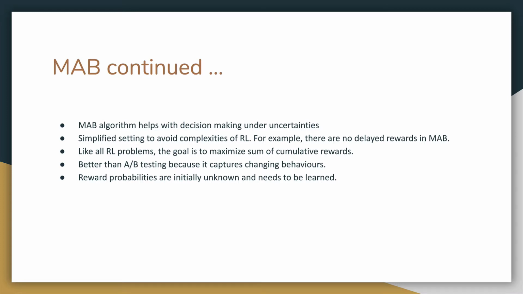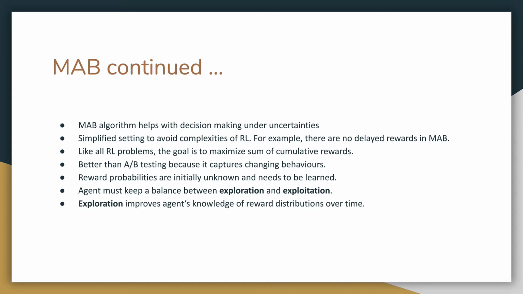And so you need to strike a balance between learning the reward probability distributions and also leveraging the knowledge of the most optimal action to take, so that you take that action more often to maximize your reward. So the agent must keep a balance between exploration and exploitation. And this is a classical dilemma in reinforcement learning. It is called the exploration exploitation dilemma. And it has to do with the agent being able to keep a balance between exploring unknown actions.